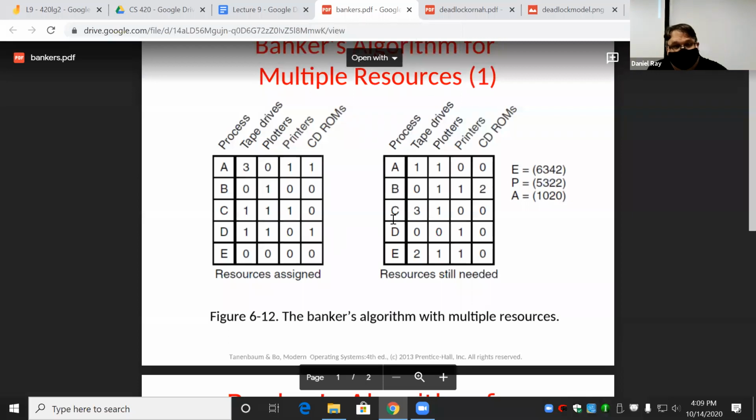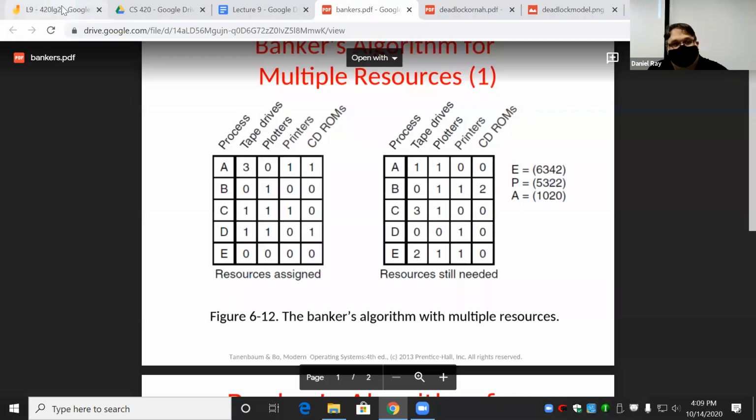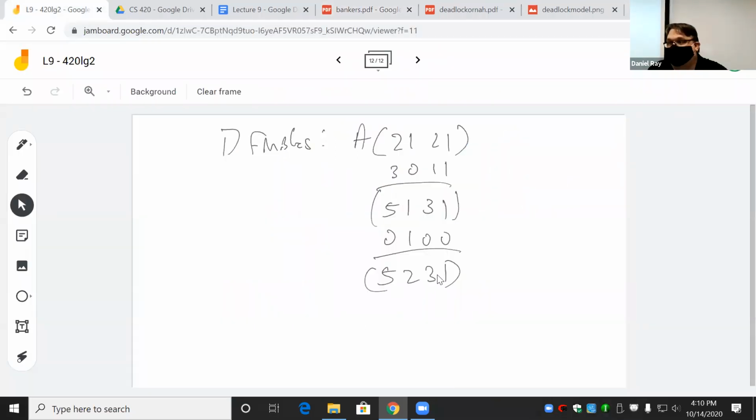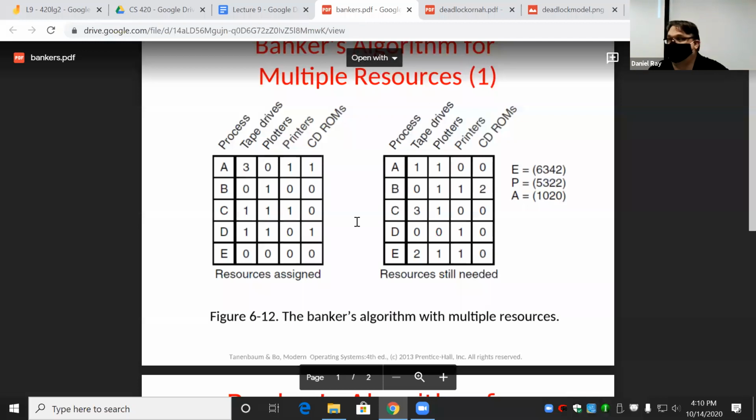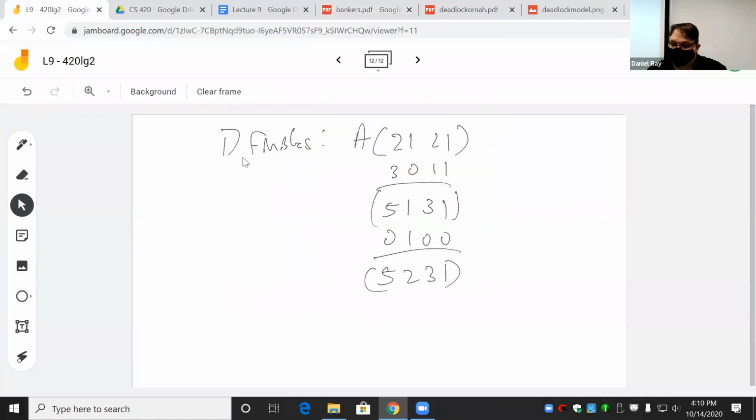And so where was I? Can I give C 3, 1, 0, 0? Yep, I can, because I've got 5, 2, 3, 1. So is this deadlocked? Nope, because we eliminated all the processes. Okay. In fact, not only have we determined that this is not deadlocked, but we have determined that this whole thing is a safe state and cannot become deadlocked.